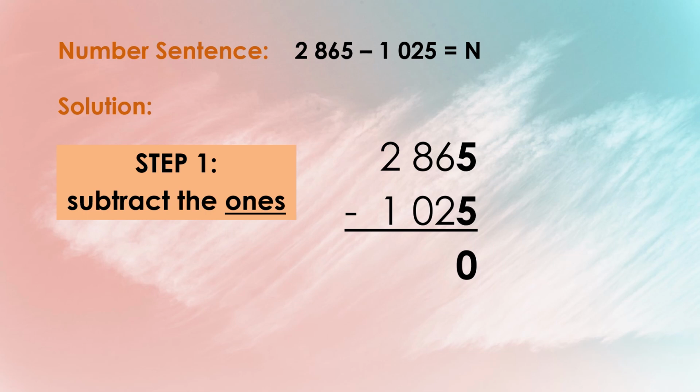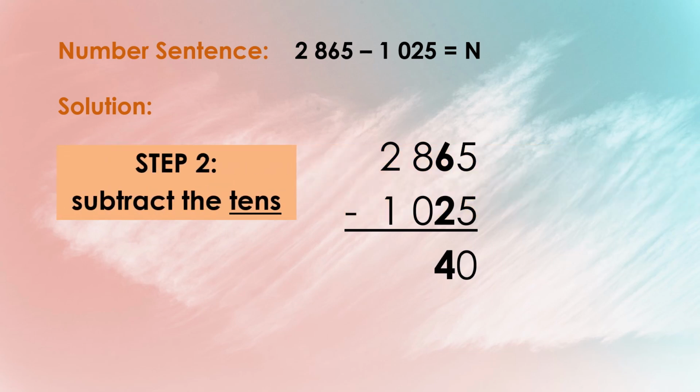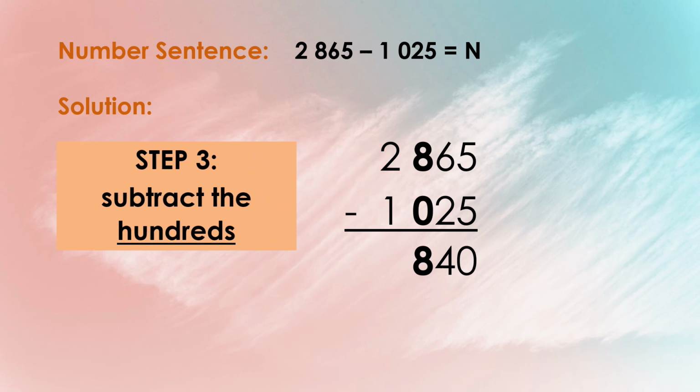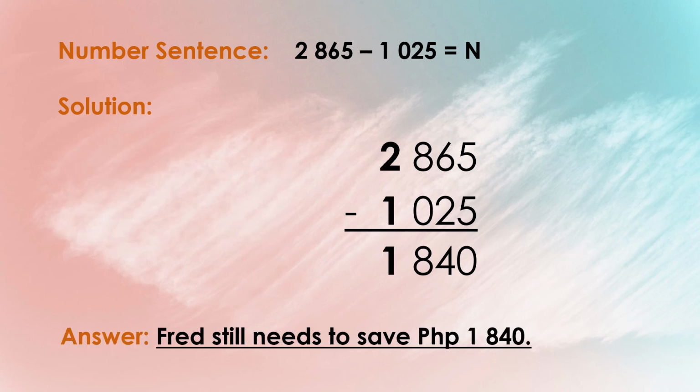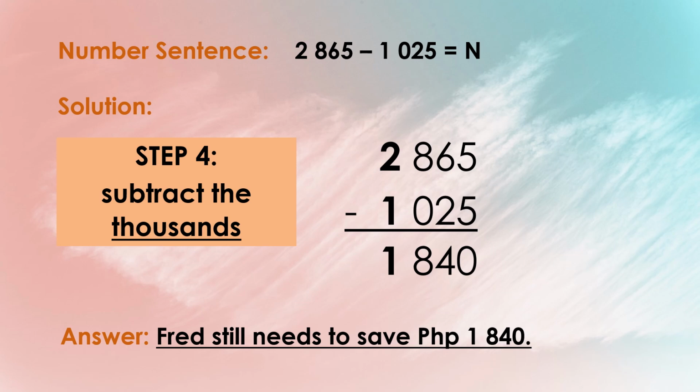Step 1. Subtract the ones digits. 5 minus 5 is 0. Next step is to subtract the tens digits. 6 minus 2 equals 4. Step 3. Subtract the hundreds digits. 8 minus 0 equals 8. And the last, subtract the thousands digits. 2 minus 1 equals 1. So the answer is, Fred still needs to save 1,840 pesos.